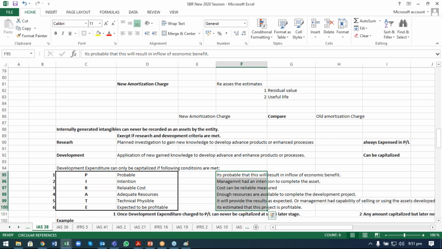for example, a company is involved in a research project where it is highly probable that it will result in inflow of economic benefit, and management is committed to the development. In this case, cost is reliably measurable, but for the development, is this project... I'm just giving you an example. This is just an example.